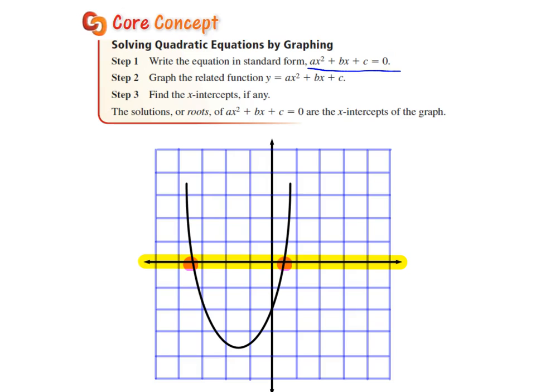Then we're going to replace that 0 with y and graph the related function. And once we have it graphed, we're going to find the x-intercepts. Remember that x-intercepts are also called solutions or roots when you're talking about the equation itself without the y.